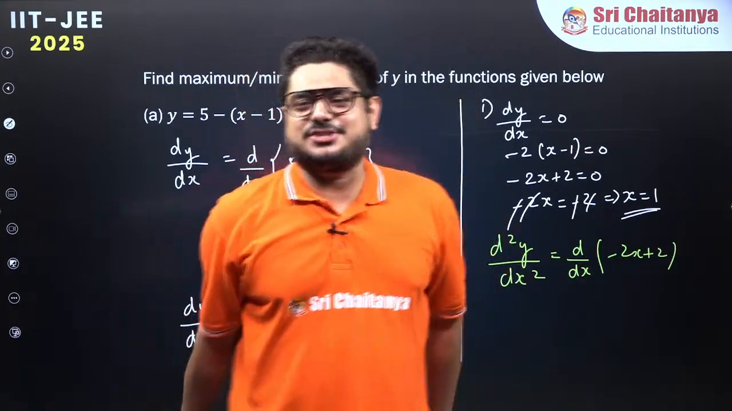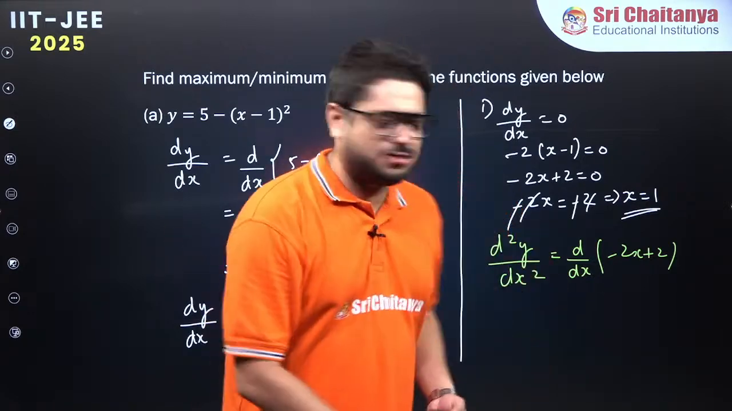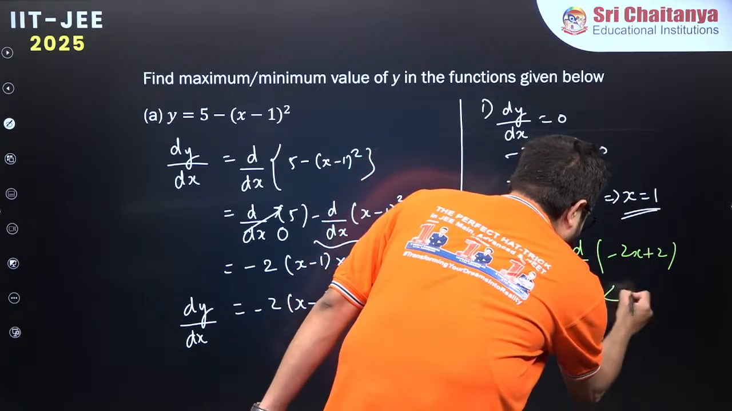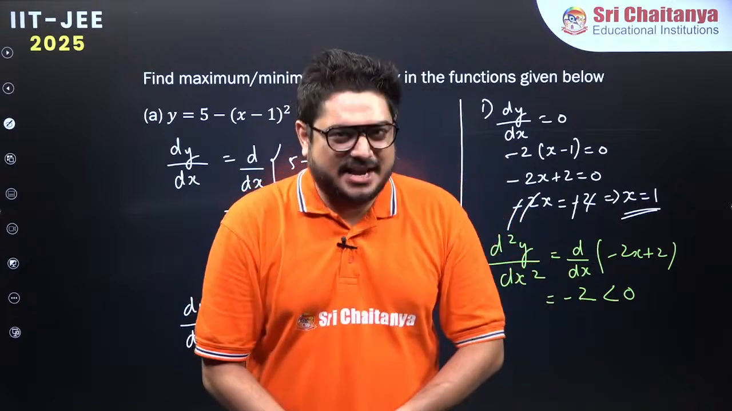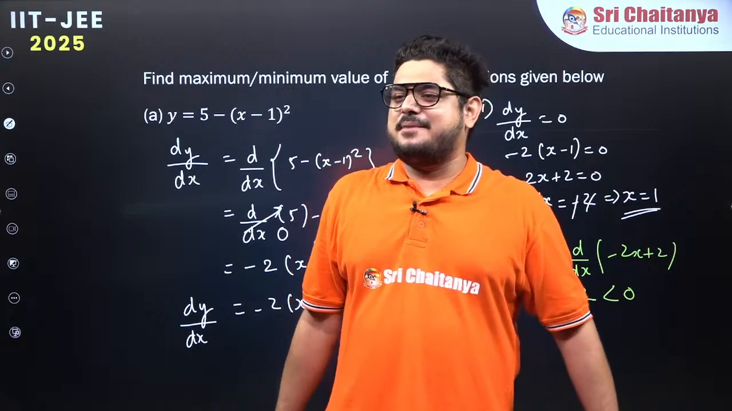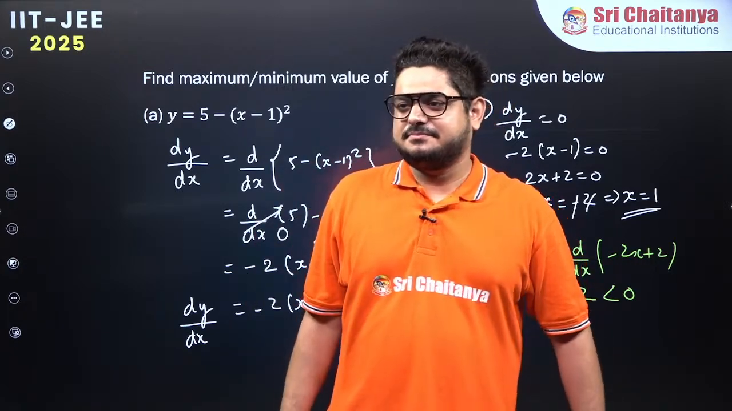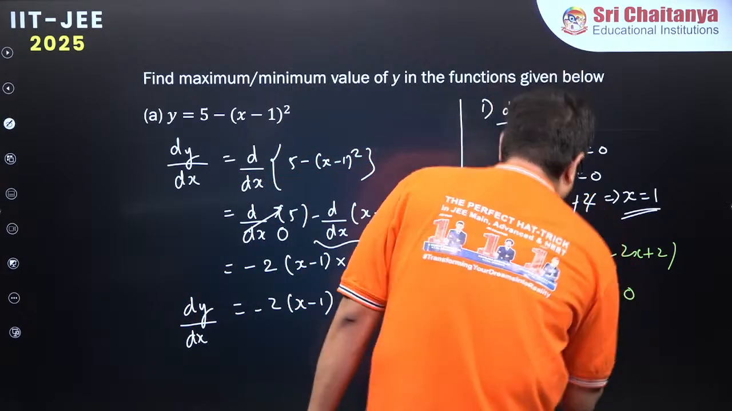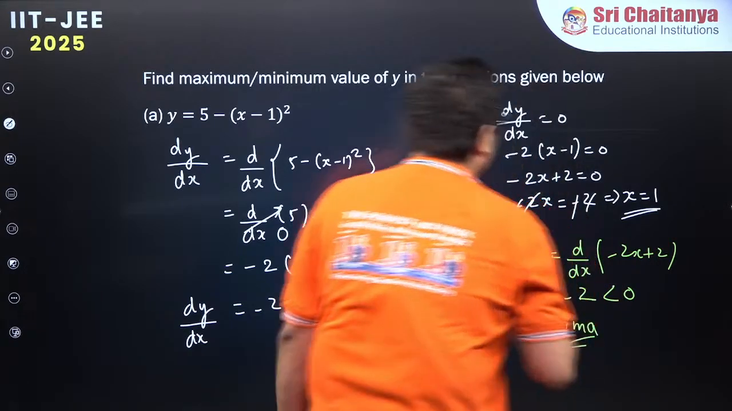Write it down in the chat box, everyone. Yes, minus 2. So this is minus of 2. So minus 2 is less than 0. So what nature can we expect? Is it a maxima or a minima, everyone? Write it down in the chat box. Yes, correct. Because d2y by dx2 is less than 0, it is a maxima. So now let's try to find out the maximum value of this function.